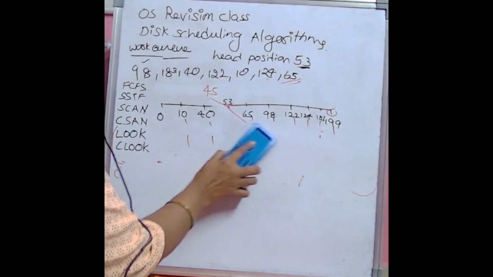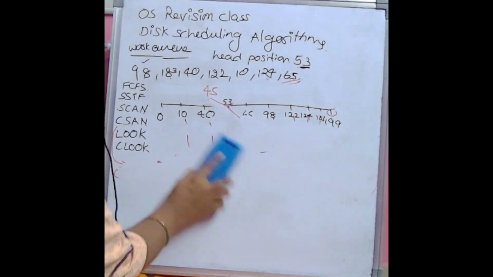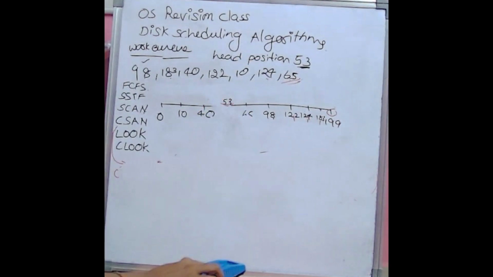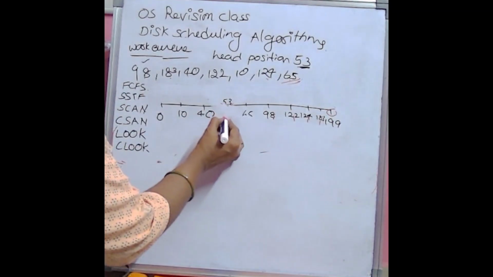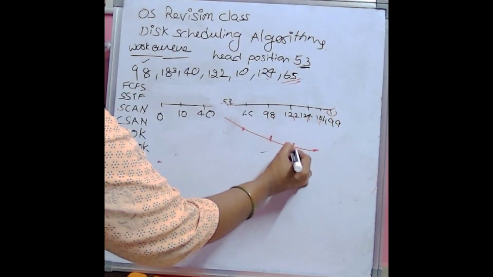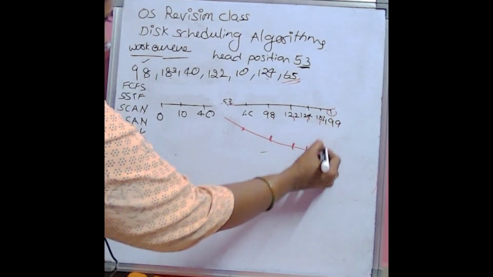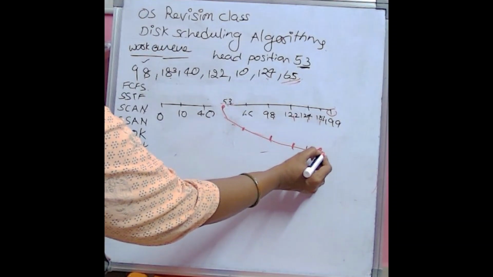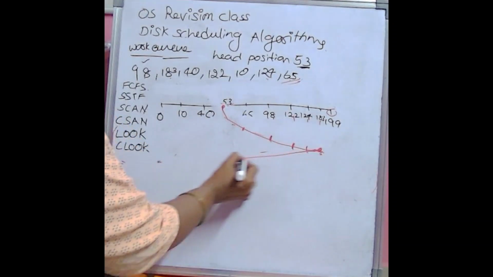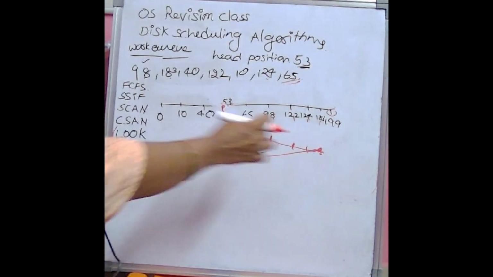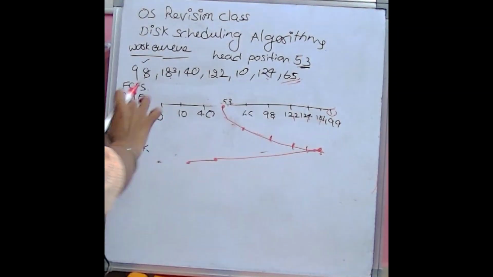Okay, ma'am? Next one is look. Look is just like scan, but it will not move till the end, only till the last request. 183 is the last request, current head position is 53, it will start in this direction. After that, it will come back to 40 and 10. No need of moving till the end. That is look.